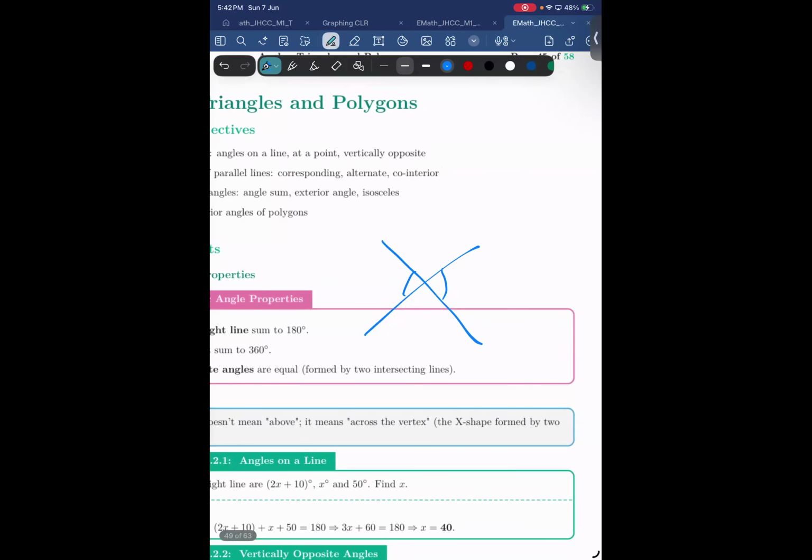Okay, so a simple example. Three angles on a straight line are 2x plus 10 degrees, x degrees, and 50 degrees. Find x. You're using angles on a straight line, and the sum of angles on a straight line is 180 degrees. Then you add these three, and it'll be 180. Then it's just an algebraic equation, like one of the chapters we did just now. So x is 40.